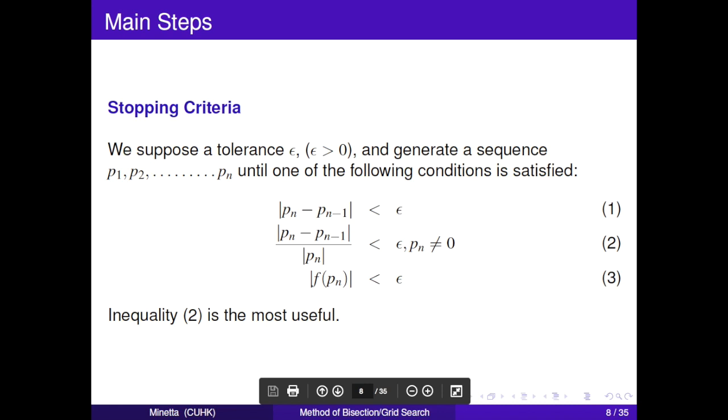But when to stop it? We observe this stopping criteria. We suppose a tolerance epsilon. Epsilon is larger than 0, and we generate this sequence until one of the following conditions is satisfied. The first one, the second one, and the last one. Generally speaking, inequality 2 is most useful.